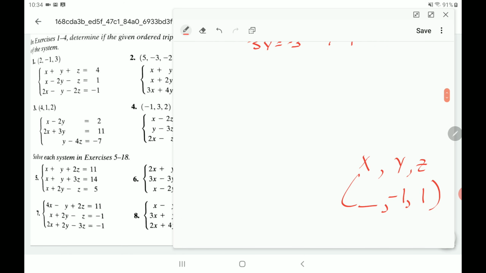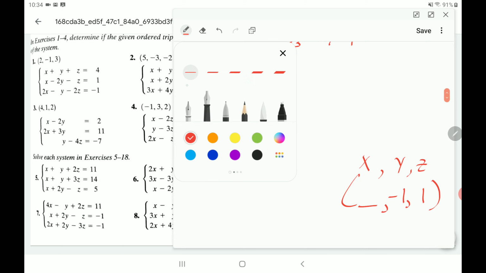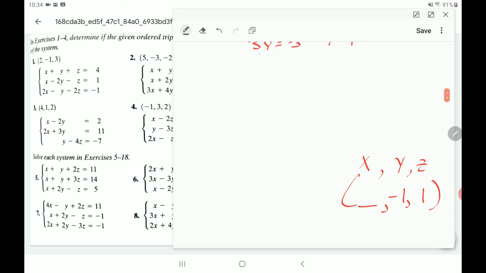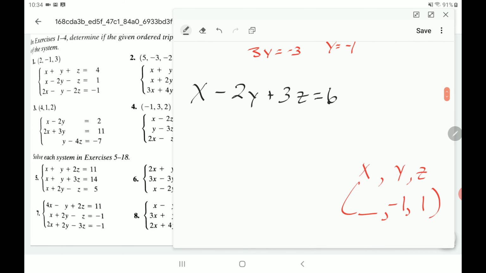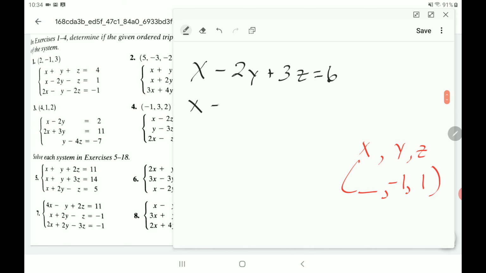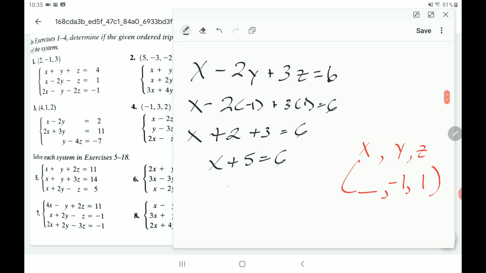So that bottom equation, if I remember, is x. Let me change this back to blank. So we have x minus 2y plus 3z is equal to 6. Let's make sure I got that right. Yep. So now that y is negative 1, I get x minus 2 times negative 1 plus 3 times 1 equals 6. So it becomes x plus 2 plus 3 equals 6. X plus 5 equals 6. X is equal to 1. And there is my solution.